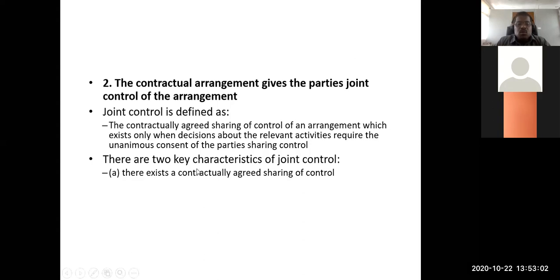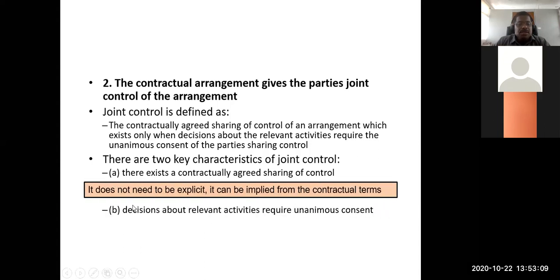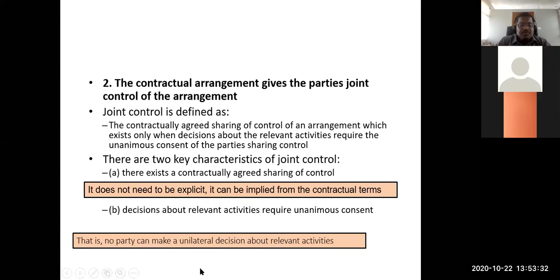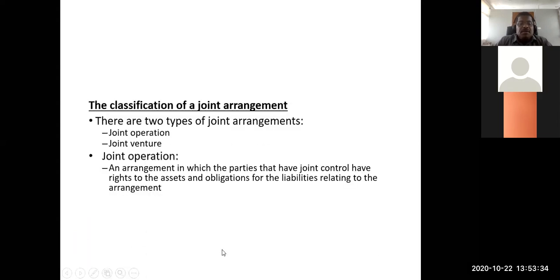There are two characteristics of joint control. There exists a contractually agreed sharing of control. As I told you, it does not need to be explicit. It can be implied from the contractual terms. And decisions about relevant activities require unanimous consent. The two things: unanimous consent and the sharing control agreement. Then we'll go to the next one.